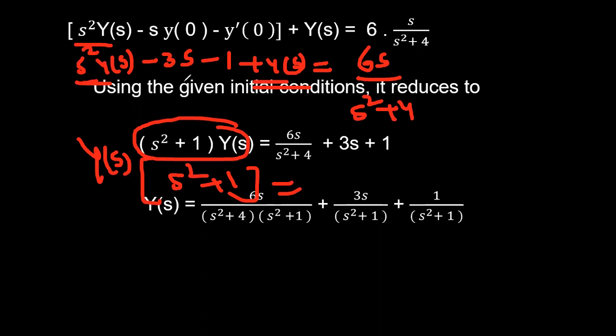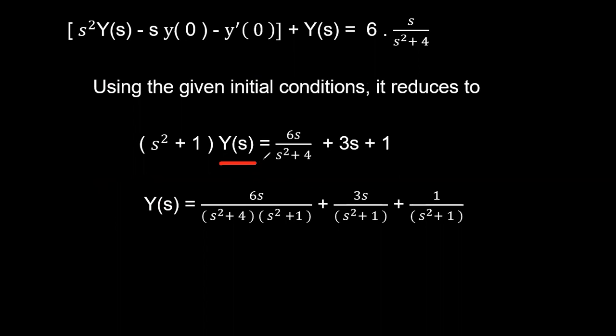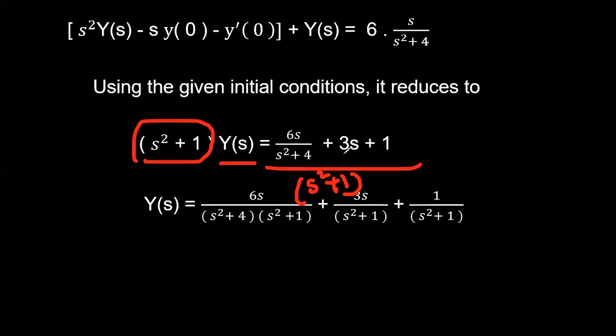Now minus 3s and minus 1 will be taken to the RHS. Minus 3s, when shifted to the RHS, becomes plus 3s, and minus 1 becomes plus 1. Finally, we need to find Y of s. Y of s is equal to, so this s square plus 1 term will divide the entire RHS: 6s by s square plus 4, plus 3s plus 1, by s square plus 1.